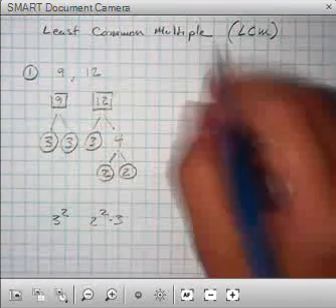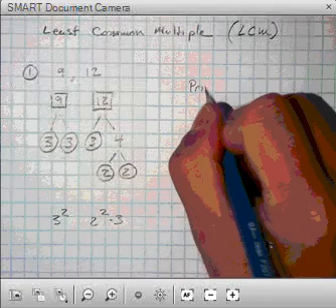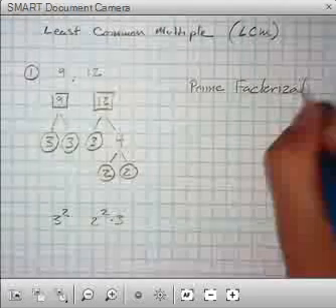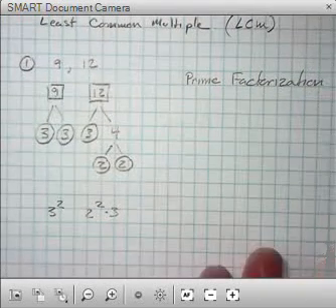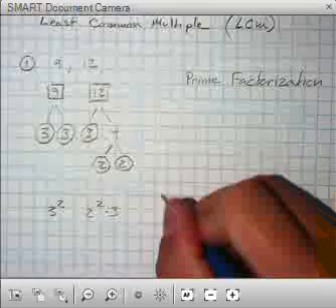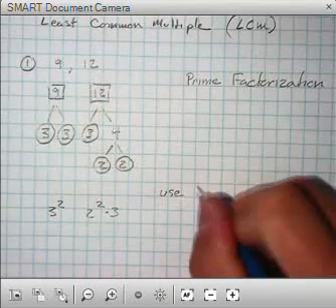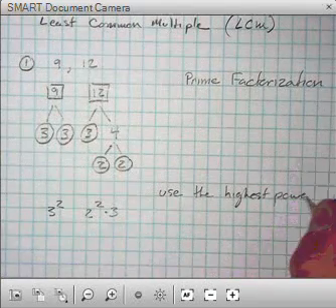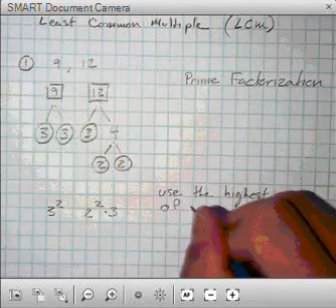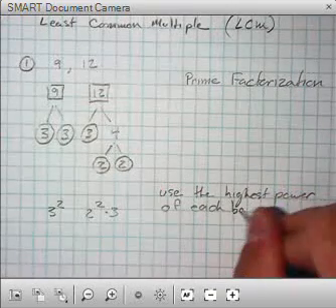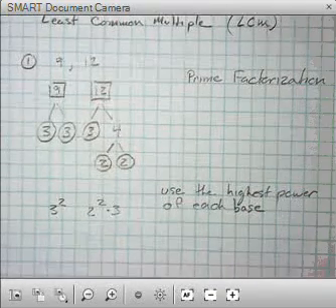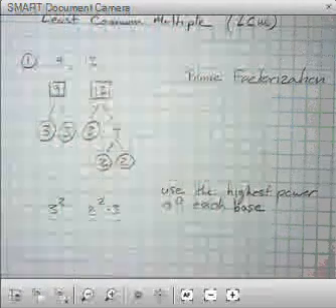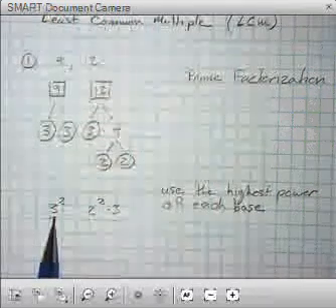Now to write the prime factorization, what you're going to do is use the highest power of each base. Think of it as promoting it, like moving it on to the next level. So each of my bases has to move on to the next level.